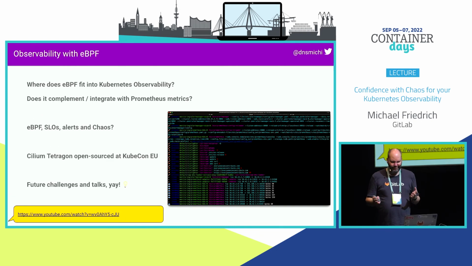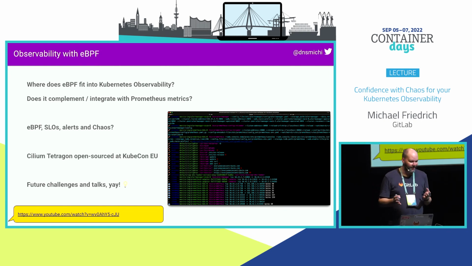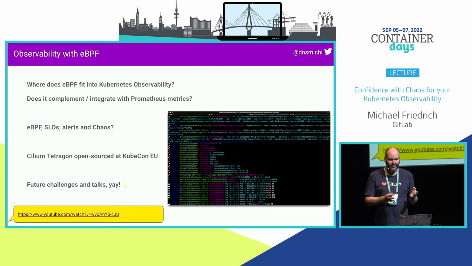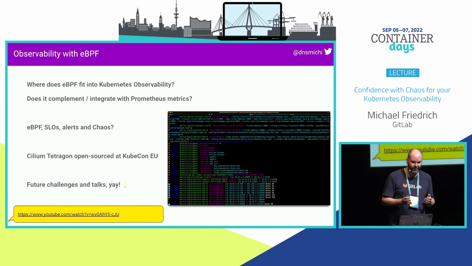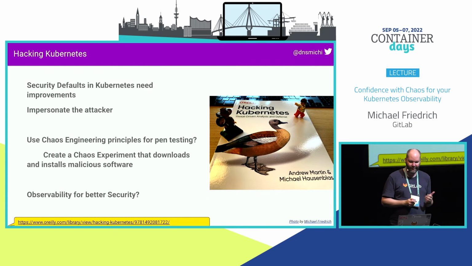And the thing is, how does it fit? How does it fit Prometheus metrics? Can we integrate that? Does it complement itself? How do eBPF, service level objectives, alerts, and chaos engineering work together? Also because Cilium open sourced Tetragon at KubeCon. And I thought of, well, I only have 35 minutes today, but I will be building future talk stories and demos and other things for that. So we need to learn and learn and learn.